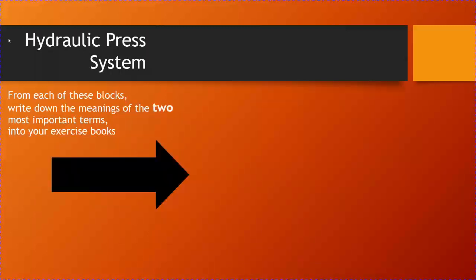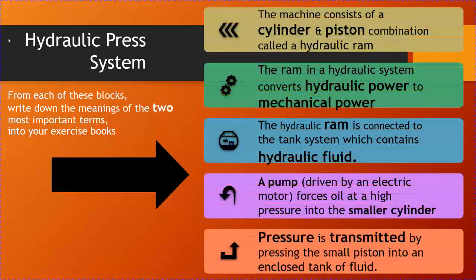Now what I'd like you to do is look at this hydraulic press system. We have a cylinder and a piston. The hydraulic power is converted to mechanical power. The cylinder and piston is called a ram. We have a pump. And we have pressure which is transmitted. I'd like you to write down the meanings of those two words from each block.